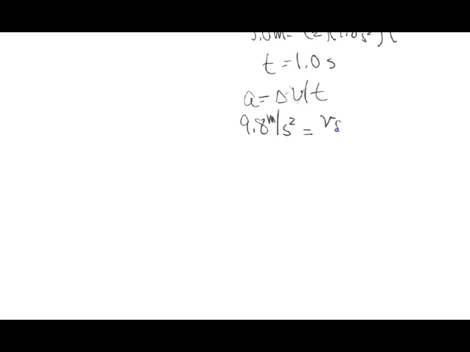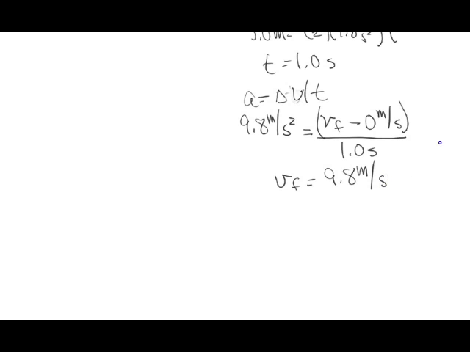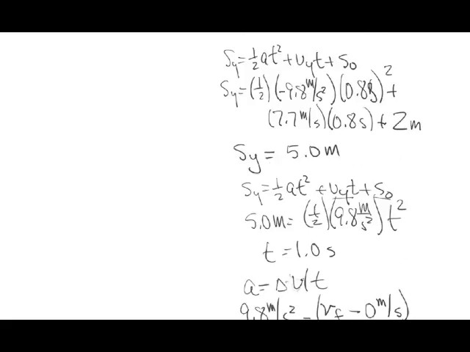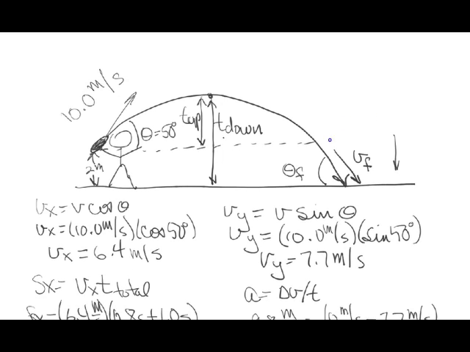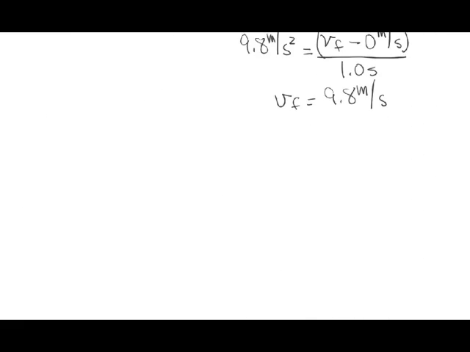The initial velocity is 0, because the object is at rest at the top of the arc, and the time it takes is 1.0 seconds. So our final velocity, coming straight down, the v sub y on the way down when the ball hits the ground, is 9.8 meters per second. Now, question is, what is the velocity right here coming down at this angle?